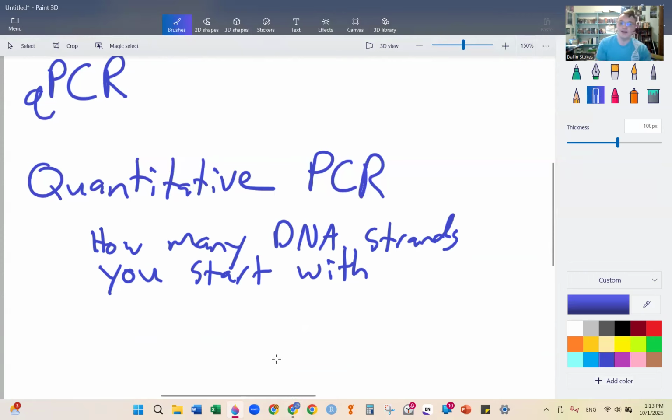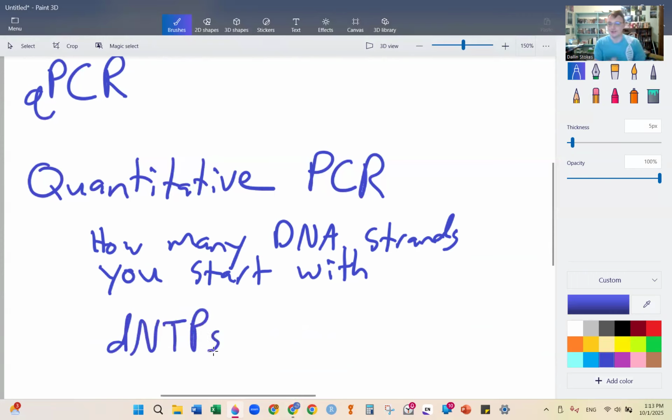And the way that works is through special chemicals that they add in to the mixture. So they add in special bases to there. Ordinarily, when you do PCR, you use dNTPs, which are the individual DNA base building blocks so that polymerase has something to assemble a DNA strand out of. But in qPCR, we use specially modified dNTPs that have a little glowing light bulb on them.